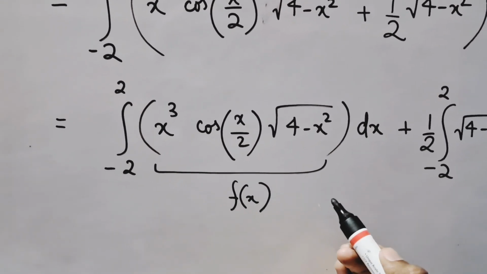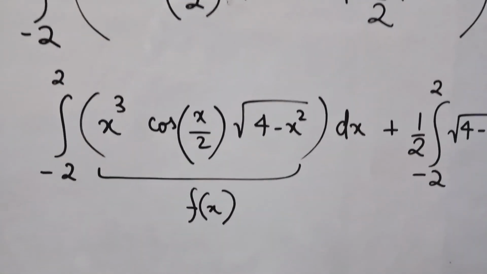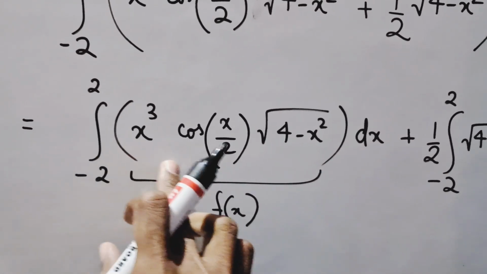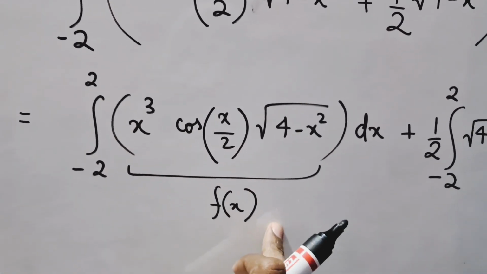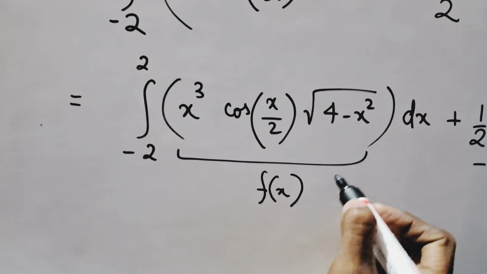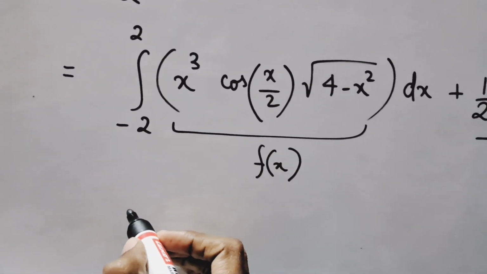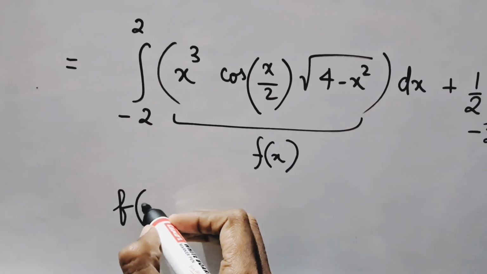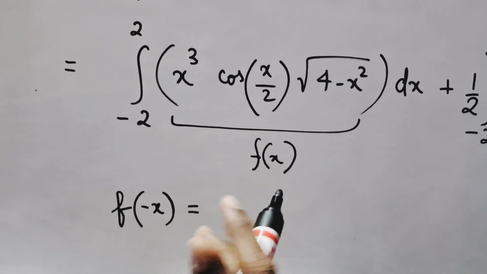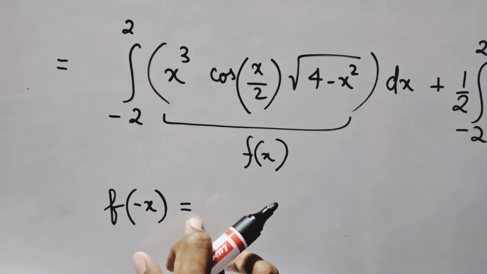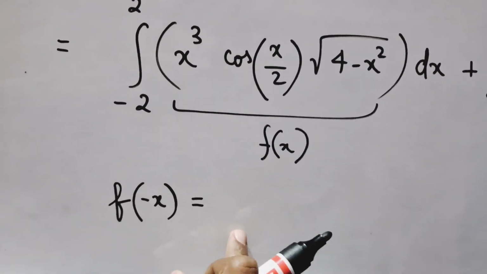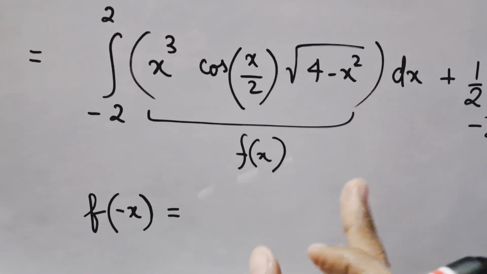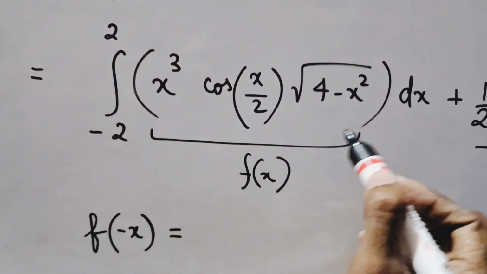We will check first of all, before applying the properties, whether this function is an even function or an odd function. How will we check? We'll take f of minus x and check whether f of minus x is f of x or minus f of x. If it is f of x, then it is an even function. If it is minus of f of x, it is an odd function, and we will apply the corresponding property.